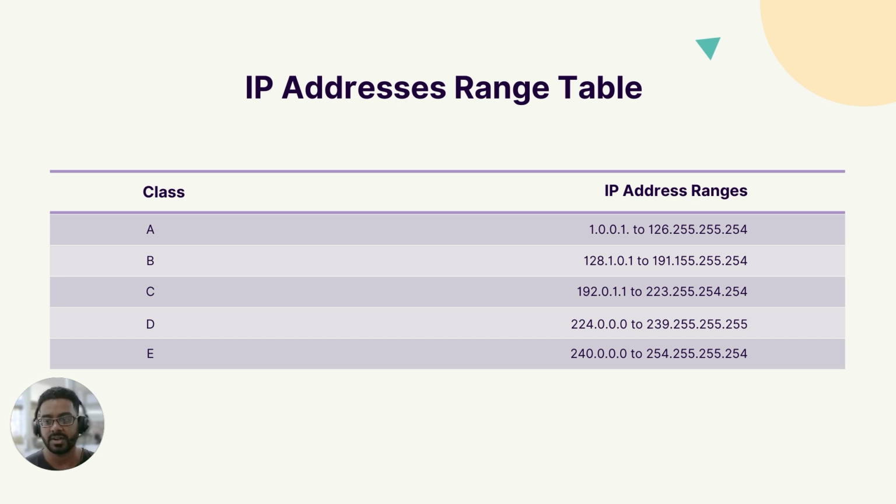Now, on to Class B addressing. This class consists of 16,384 individual networks, each allocation consisting of over 65,000 possible IP addresses.